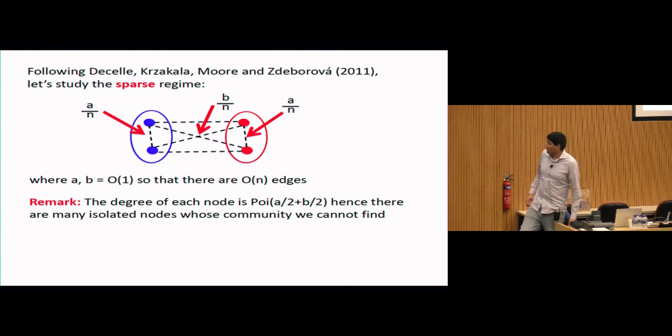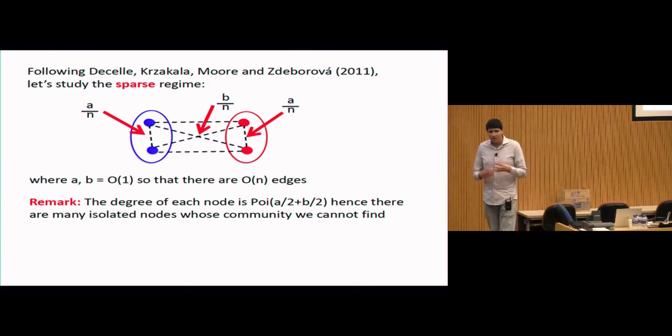Now the first thing that I want to mention is that in these situations, you're not always trying to recover with high probability the entire community structure. Because if you think about a and b as being constants, then actually the degree of a node is a Poisson random variable, so you're going to have a bunch of isolated nodes. Those are nodes that aren't connected to anyone, so there's no chance to discover which community they belong to.